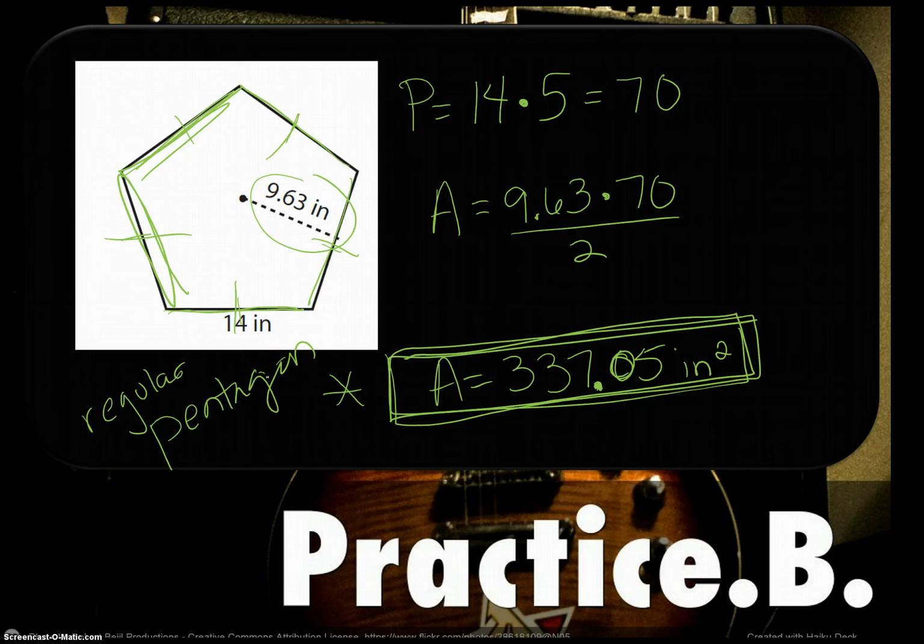And if you wanted to find the distance across the pentagon from here to here, all you would need is the radius plus the apothem. Smarties. All right, let's try practice C.